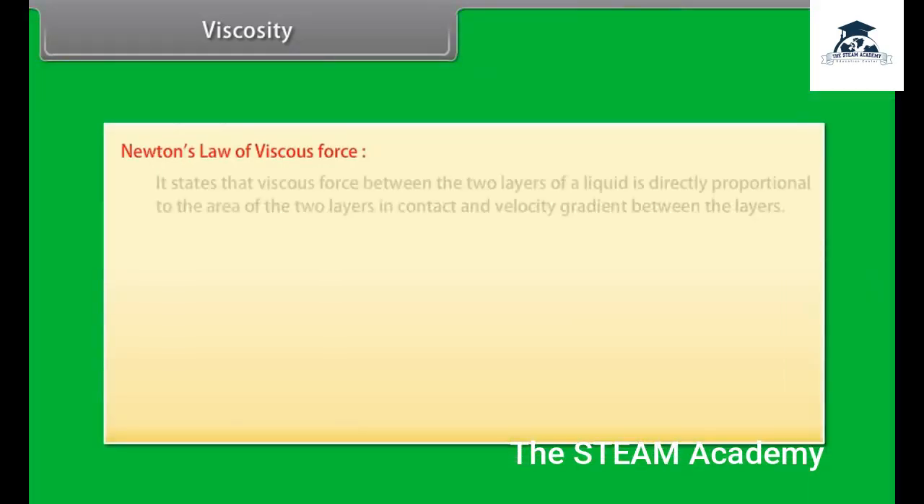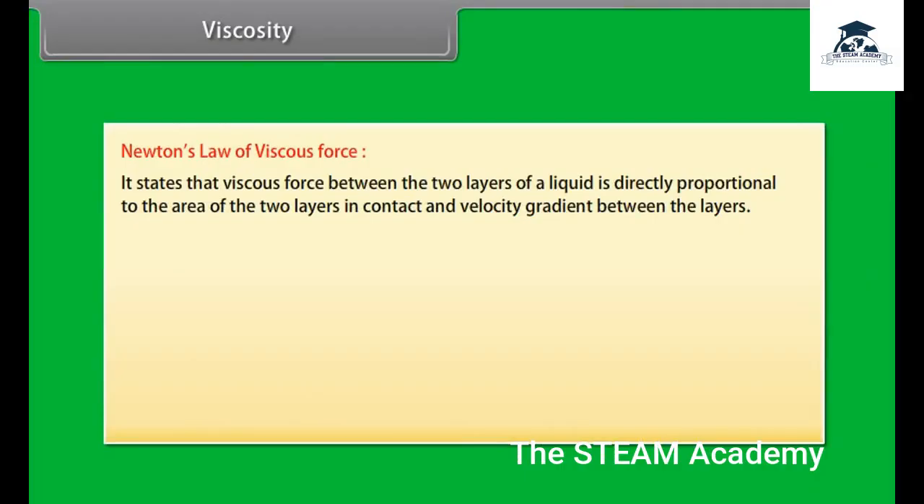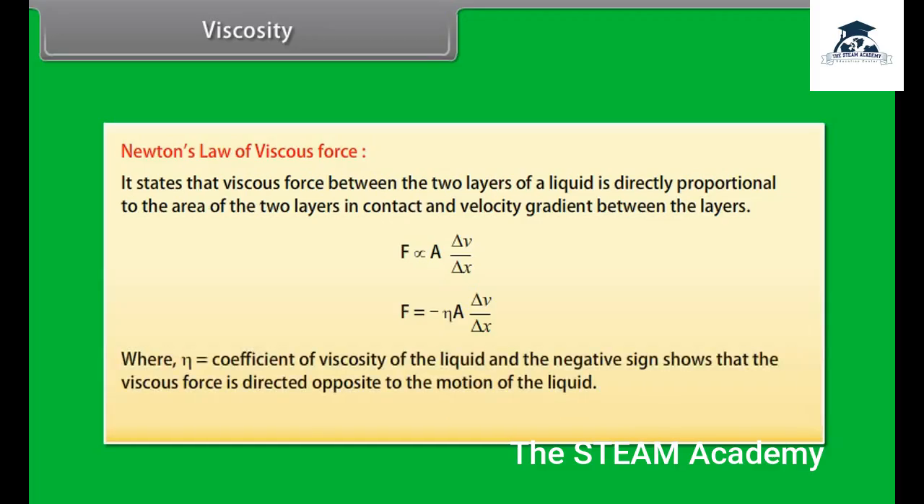Newton's law of viscous force states that the viscous force between two layers of a liquid is directly proportional to the area of the two layers in contact and the velocity gradient between the layers. F is directly proportional to A times delta v upon delta x. This equation can be written as F = −η A δv/δx, where η is the coefficient of viscosity of the liquid, and the negative sign shows that the viscous force is directed opposite to the motion of the liquid. Its dimensional formula is M L^-1 T^-1.